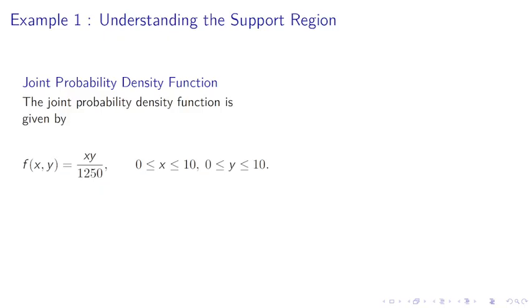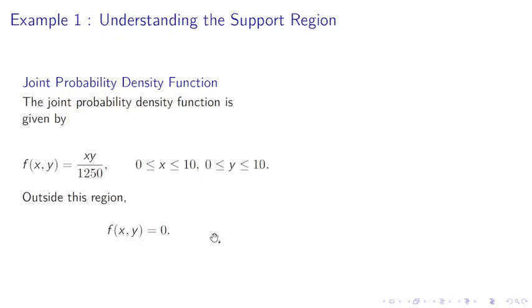For example, the joint probability density function is given by f of x, y equal to xy by 1250. Here the range of x is clearly defined. x is between 0 and 10, and the range of y is also between 0 and 10. That means x cannot take values beyond 10 and y cannot take values beyond 10.